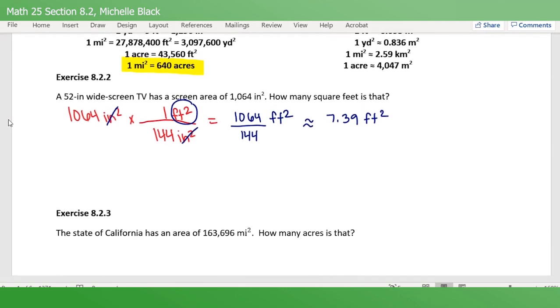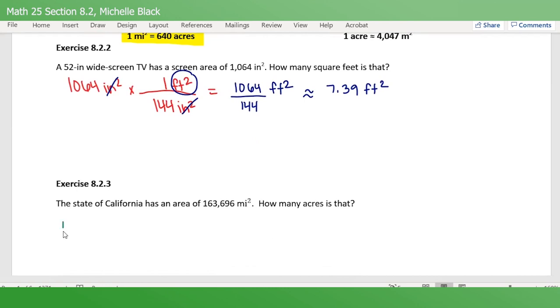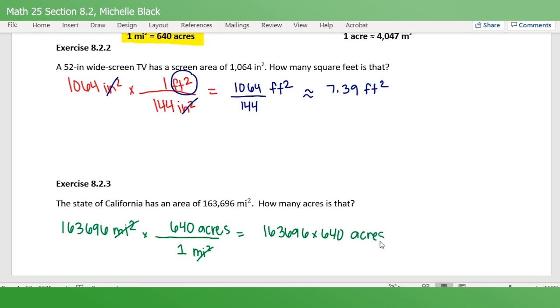So let's use this to write a conversion factor. Again, start with what you were given. And I want the square miles to go away, and I want to be left with acres. So I'm going to put the square miles on the bottom, and it says that there are 640 acres per 1 square mile. So square miles go away. These two numbers are being multiplied since they're both in the numerator. And if you multiply these together, you get 104,765,440 acres.